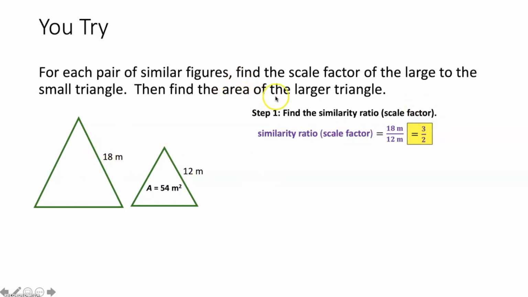Next, we want to find the area of the larger triangle. So, in order to find the area of the larger triangle, we need to first determine what the ratio of the areas between these two triangles is.